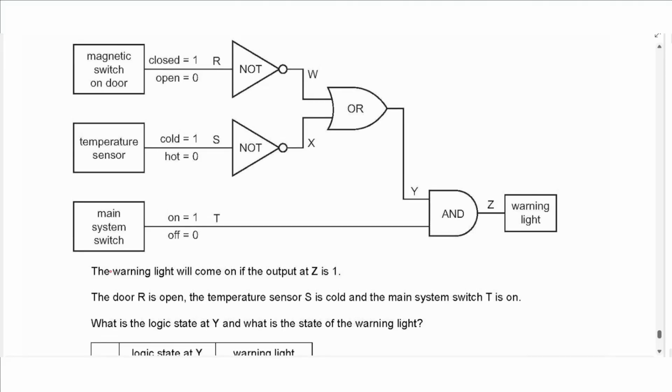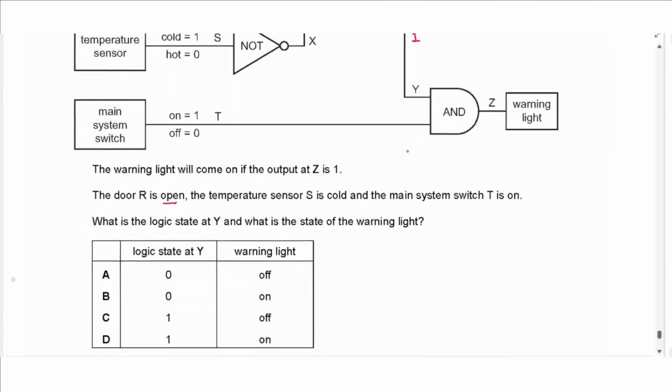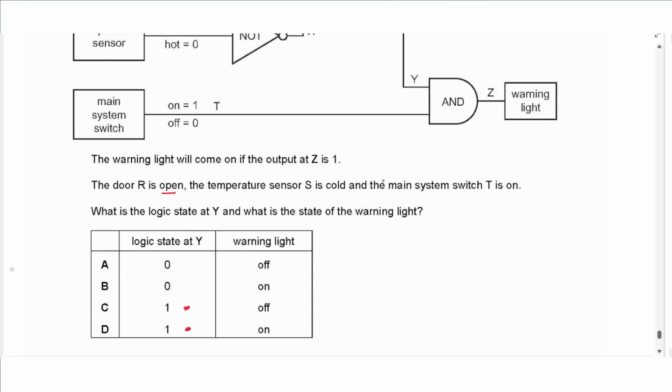So for door R open, we have a 0 entering here, so we have 1 here. For temperature sensor cold, that's 1 entering, so we have 0 here. 1 and 0 to an OR gate gives 1, so the answer at Y is 1. And the main system switch T is on, so that's 1 entering here, so we have 1 and 1 to an AND gate, that gives 1, so the warning is on, so the answer is D.